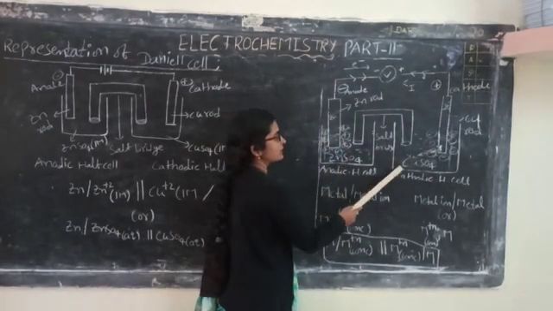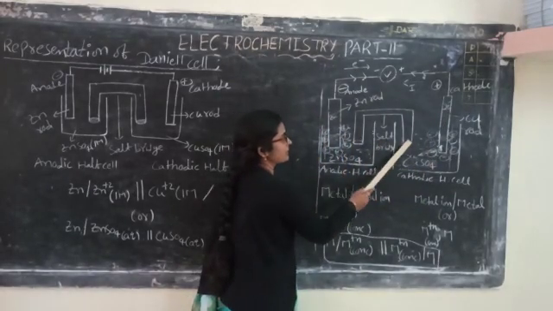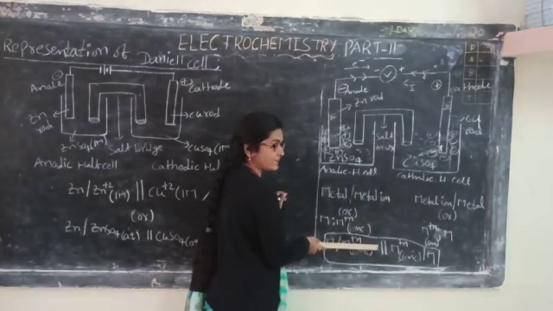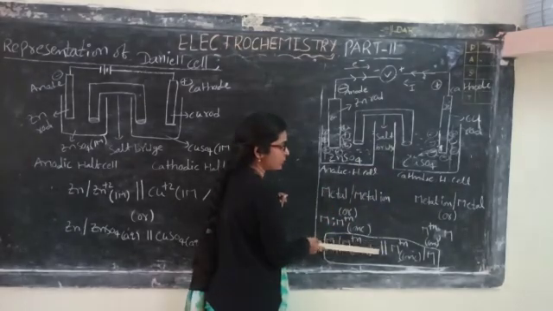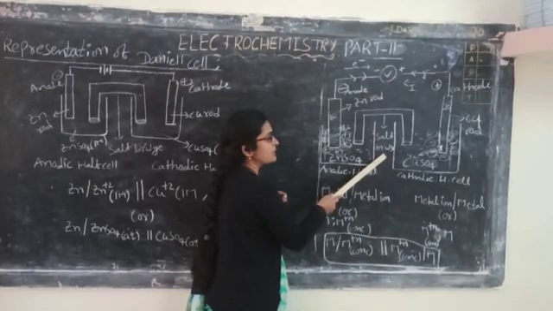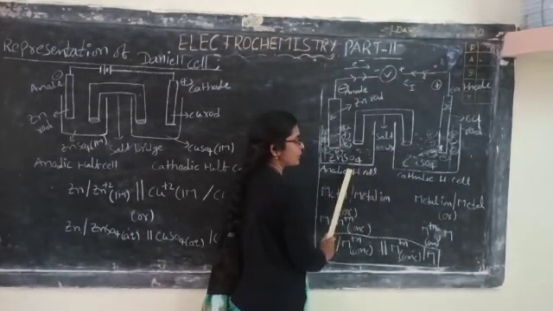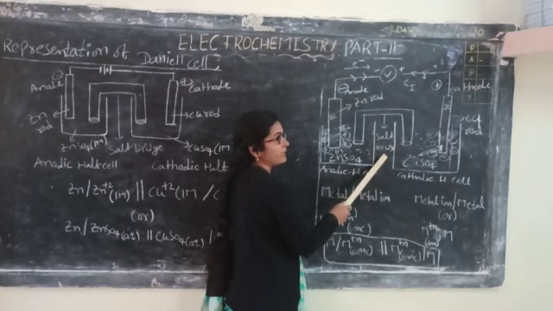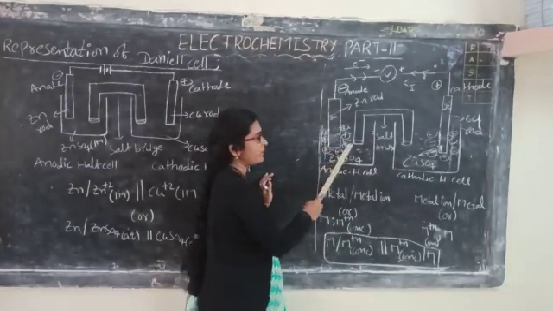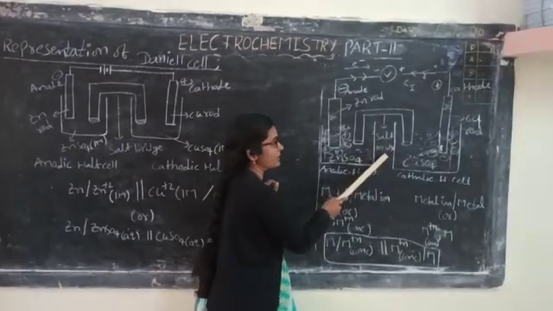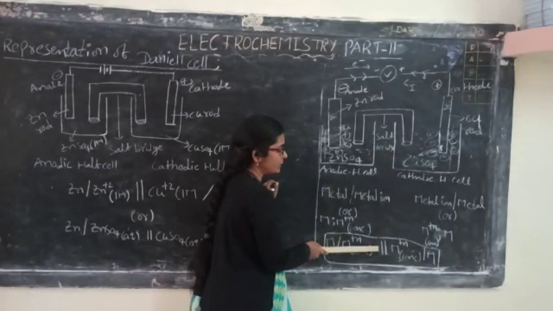Then these two half cells in the galvanic cell are connected with the salt bridge. The salt bridge symbol is two parallel lines. So two parallel lines are used to represent the salt bridge. What is the function of the salt bridge? It connects the two half cells, the anodic half cell and the cathodic half cell, and it supplies ions where the ions are required, to maintain neutrality. That is the function of the salt bridge, and it is represented with two parallel lines.